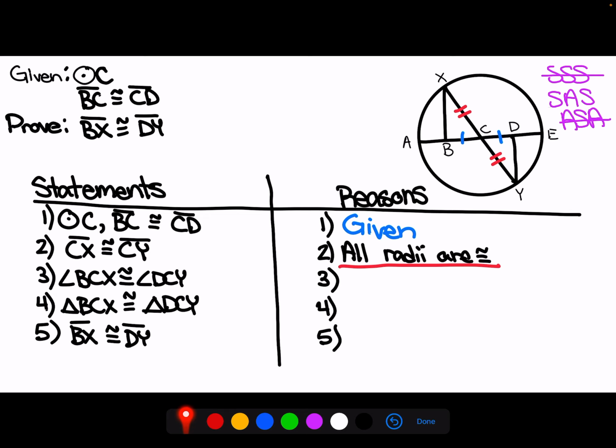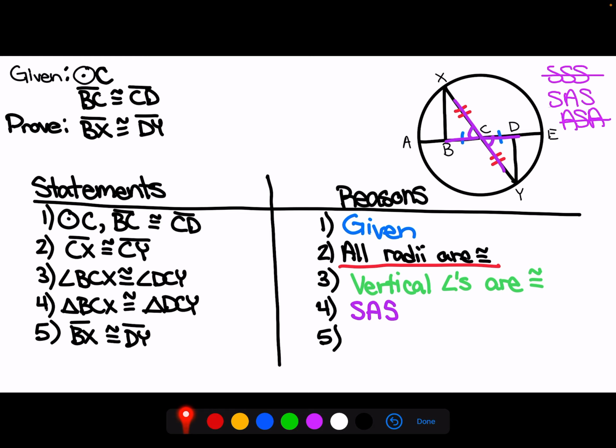So, if we're going to use side, angle, side, we need to prove that these 2 angles are congruent. Well, how can we do that? How can I say that angle BCX is congruent to angle DCY? Well, look at them. They're opposite of crossing lines, which means they're vertical angles. And we know all vertical angles are congruent. So now looking at it, just reading our congruency, we have side, congruent angle, congruent side. So side, angle, side should work. So now we can say triangle BCX is congruent to triangle DCY by side, angle, side.